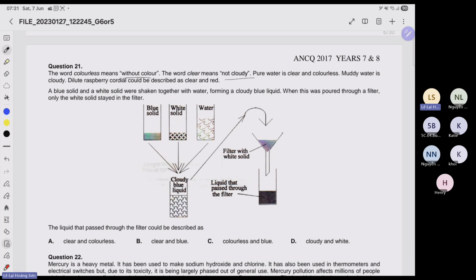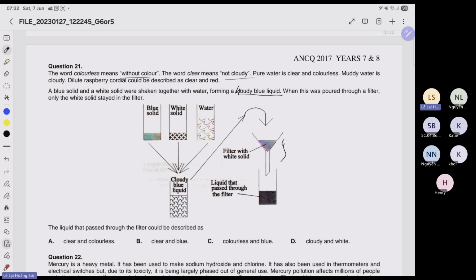All right, we have this system here. You have a blue solid, a white solid, and water. The blue solid and white solid were shaken together with water, forming a cloudy blue liquid. Then when you pour it through a filter, only the white solid stays in the filter. It means the thing that is dissolved will be able to go through the filtration system.